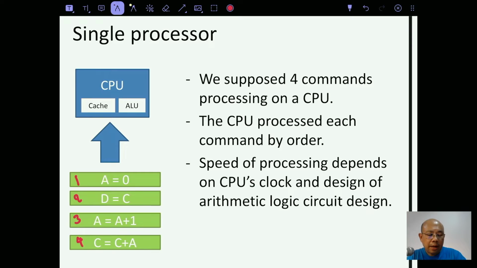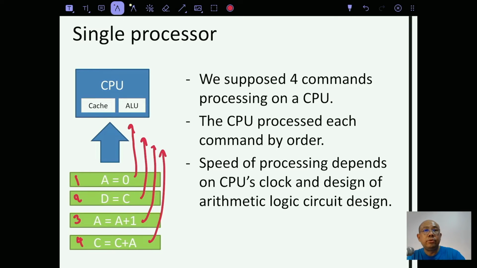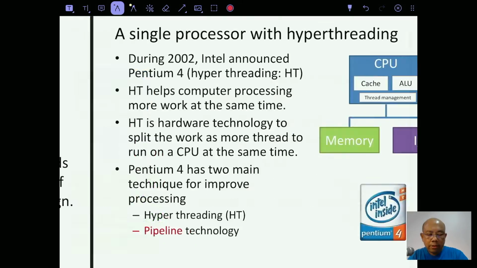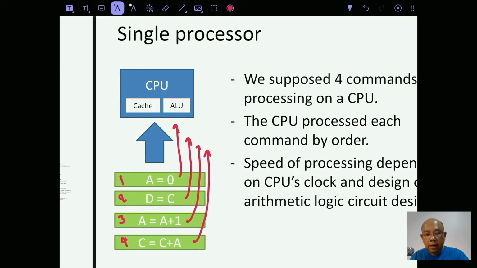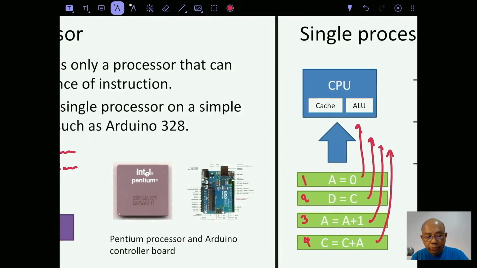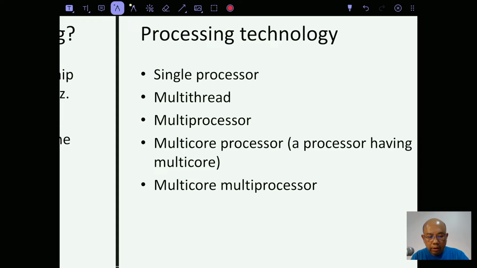Each command runs step by step: select the first command, run on the CPU, and then the second, and third, and fourth run on the CPU. By ordering, this is the process on single processors. I think we are done with single processors. And now we will move to the detail about hyperthread.